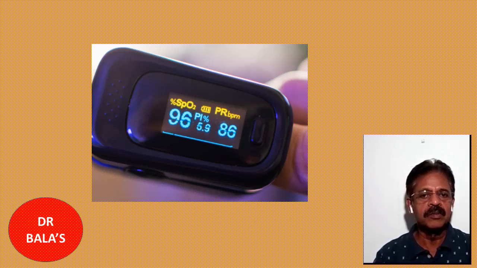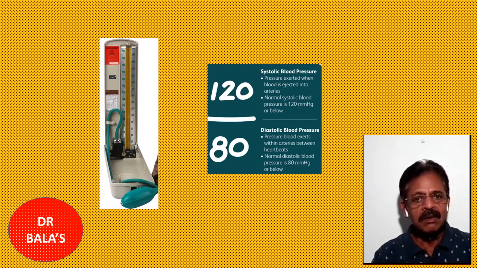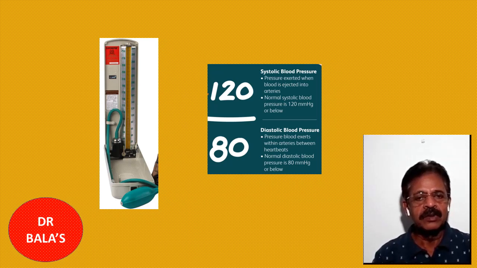Blood pressure is measured in millimeters of mercury. You have two numbers, 120 millimeters of mercury and 80 millimeters of mercury. 120 millimeters of mercury, you call it systolic pressure. 80 millimeters of mercury, you call it diastolic pressure.